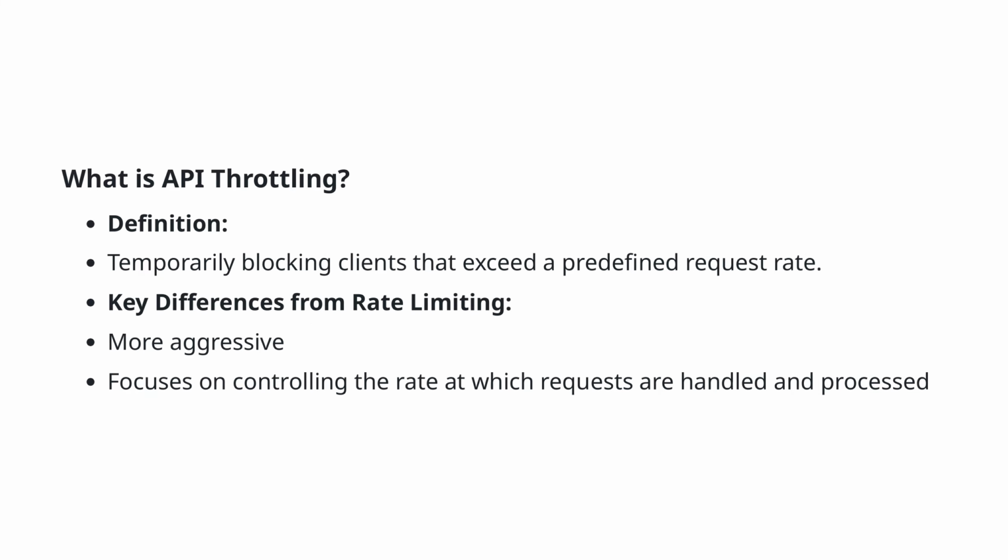API throttling is a mechanism that temporarily blocks clients when they exceed a predefined request rate. Unlike rate limiting, which controls the number of requests within a specific time frame, API throttling takes a more aggressive approach. It focuses on controlling the rate at which requests are handled and processed, effectively placing a temporary block on clients that send too many requests too quickly. This is particularly effective in scenarios where preventing server overload is crucial, providing a stricter form of request regulation to ensure system stability and performance.